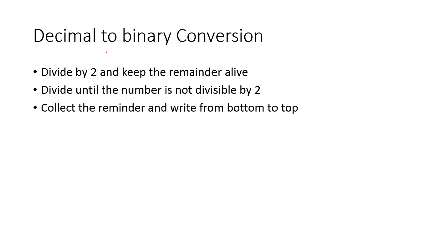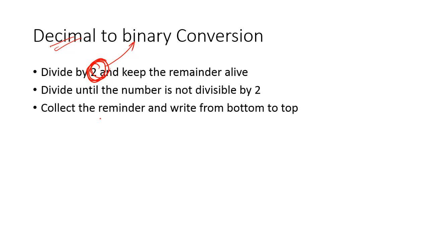Why are we dividing it by 2? Because the binary number system's radix is 2. So when you want to convert a decimal number to any number system, the only step is to take that particular radix or base and divide by it. Divide until the number cannot be divided any more by 2.